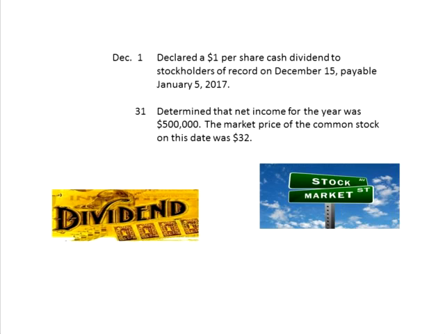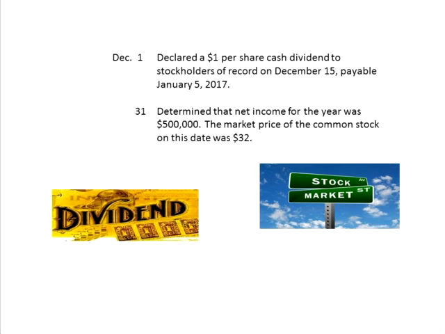On December 1st, the corporation declared a $1 per share cash dividend to stockholders of record on December 15th, payable January 5th, 2017. So we have the original 80,000 shares, then the 12,000 shares as a result of the stock dividend. So we're going to have 92,000 shares that will be entitled to the dividend, so that the dividend declaration will be $92,000. On December 31st, we're told that the net income for the year was $500,000.